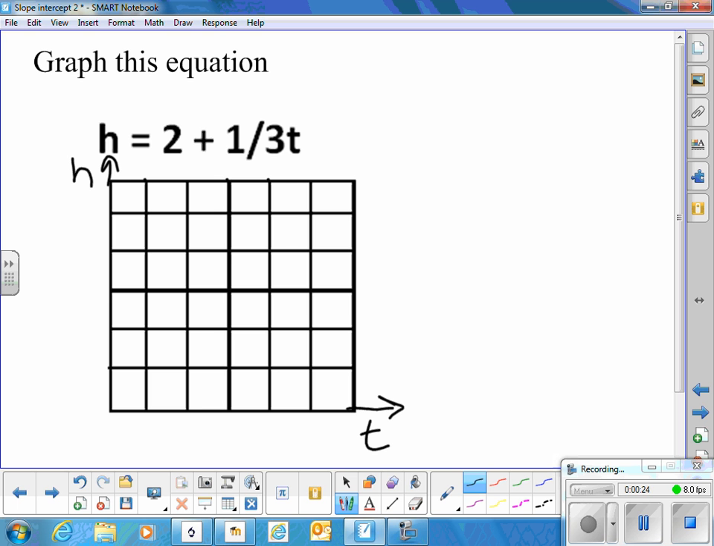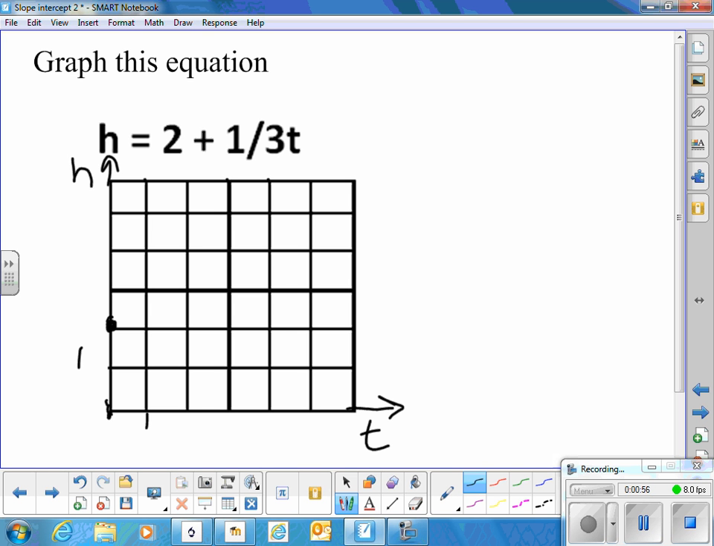We need to mark each square. We need to indicate how many units for each square. I'm going to say 1 for each square. This one will fit on there if we do that. Okay, if t is 0, that would be right at the corner here. 1/3 of 0 is still 0, so h equals 2. So on the h-axis, we go to 2.